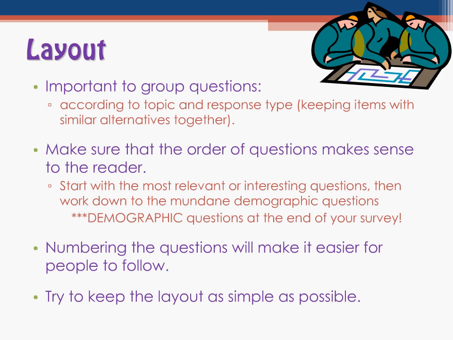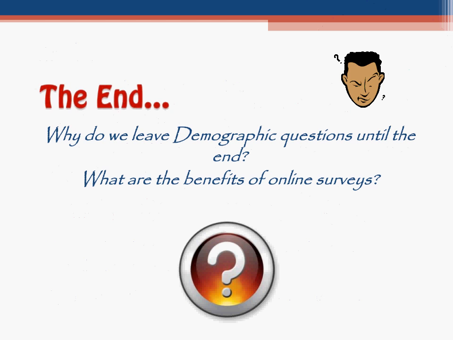Also, numbering the questions will make it easier for people to follow. If it jumps from 1 through till 7, people are going to wonder what happened to the questions in between. Numbering makes it easier. And try to keep the layout as simple as possible. Use the KISS formula for your survey. Keep it simple, silly. Okay, that brings us to the end of part 2.